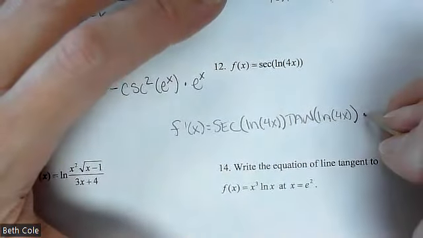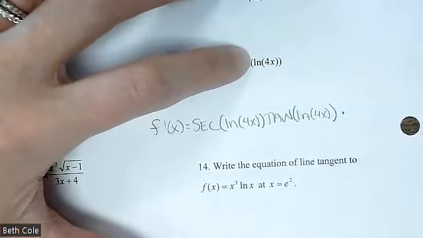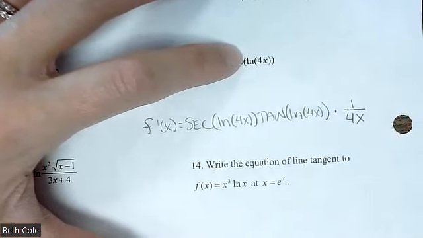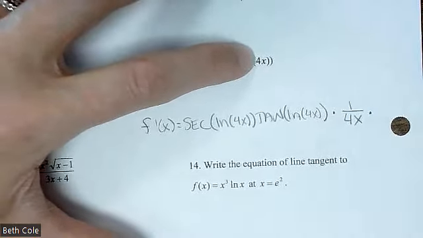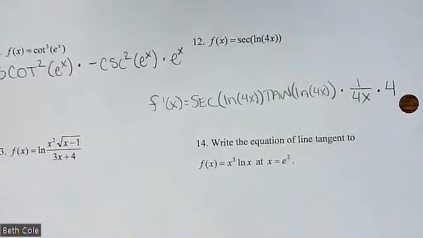What's the next most inside function? ln. So what's that going to be? 1 over 4x. It's 1 over that stuff. And then the last link in the chain is the 4x. So just 4. And again, those 4s would cancel. That's what's really weird about that one, you always end up with that stuff canceling anyway. But yeah, that's how that turns out.